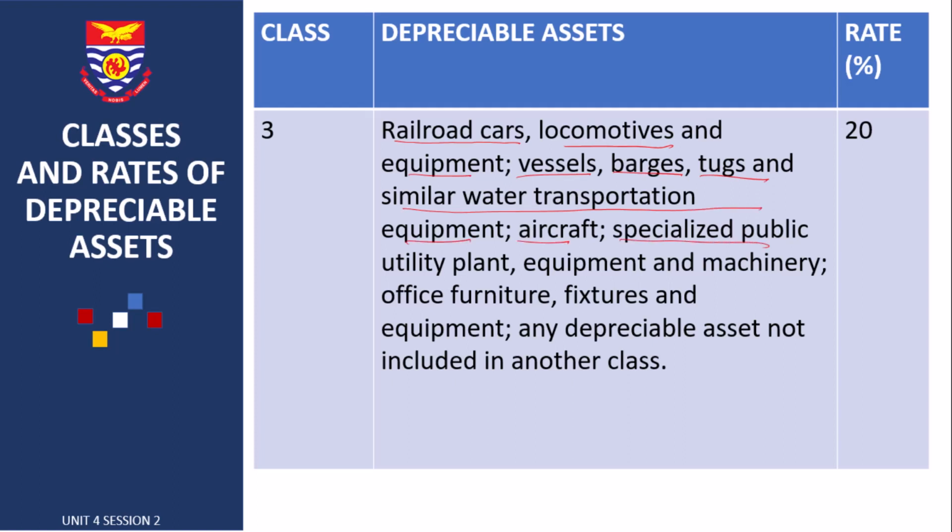Then for class 3, we have railroad cars, locomotives and equipment, vessels, barges, trucks and similar water transportation equipment, aircraft, specialized public utility plant, equipment and machinery, office furniture, fixtures and equipment, and any depreciable asset not included in another class. So for example, we can have refrigerator here, etc. And here we also have 20% reducing balance method.